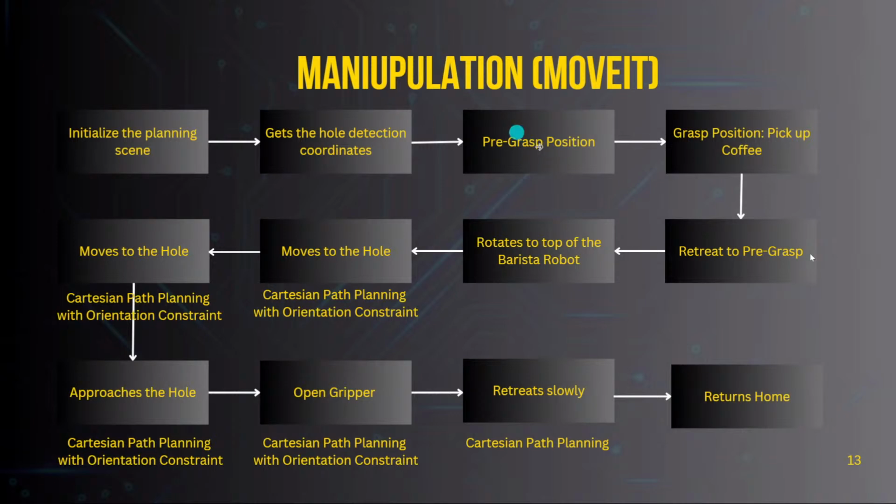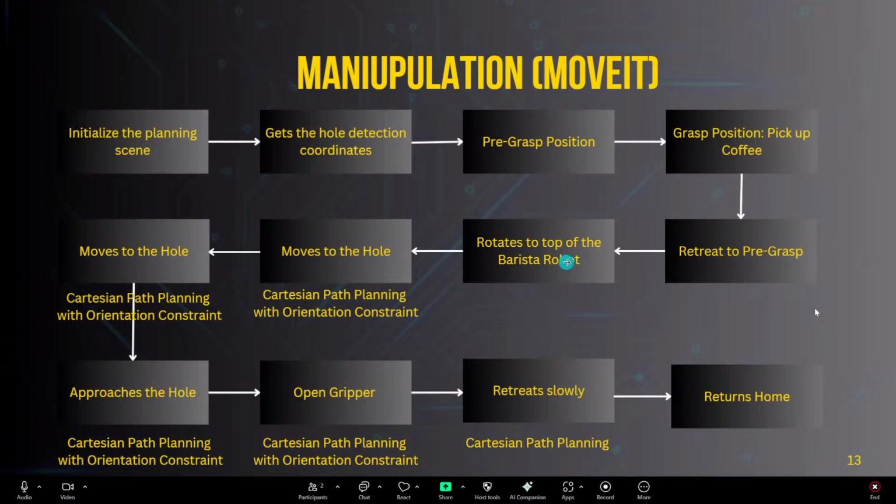This position is already entered by me. Basically, it's already predetermined, and this is also predetermined. So we move to the grasp position to pick up the coffee cup. And after picking up, we close the gripper, obviously, and we retreat back to the pre-grasp position. And then we rotate it all the way towards the top of the barista robot.